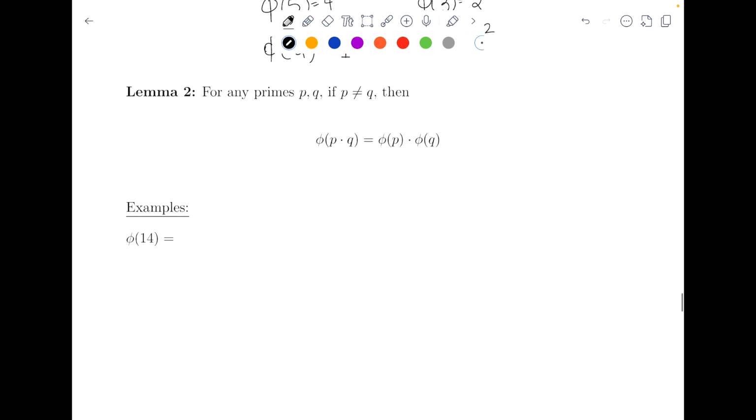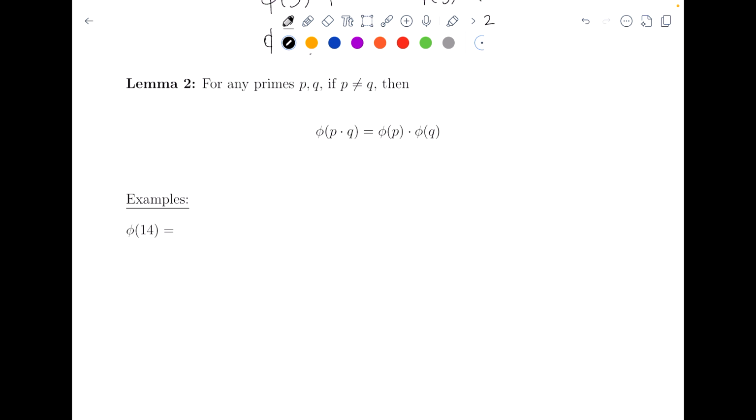Now we have another lemma which says if I have a number that is composite but is the product of 2 primes, then phi of p times q is going to be phi of p times phi of q. So p and q are primes. My number is going to be p times q. Its Euler phi function is going to be phi of p times phi of q. Let's look at an example. So here I have 14. 14 is equal to 2 times 7.